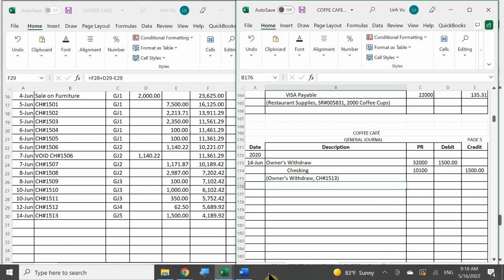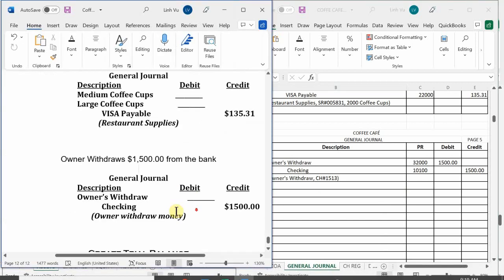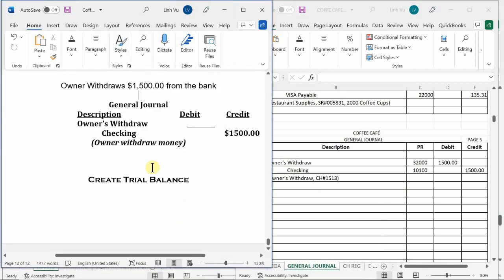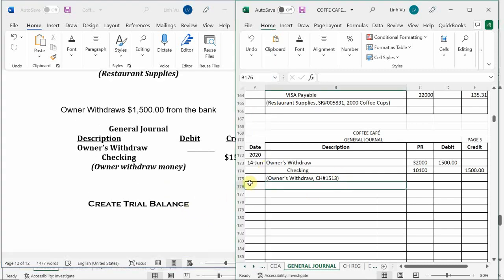So in this case, this owner is not a customer, not a vendor, or an employee. So in this case, no, we don't need to use the subsidiary ledger for this transaction. And that is it. So here we go. I reached the end of my transaction list, and I need to now start my trial balance.